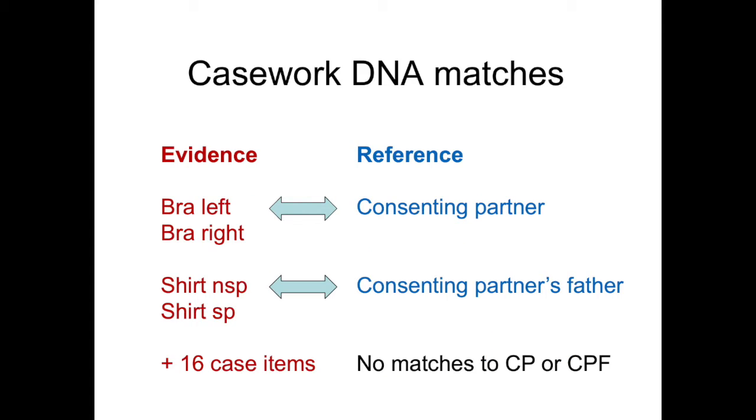Routine TrueAllele casework DNA analysis found matches between the evidence items and the references. The left and right bra cups both matched the consenting partner's DNA profile, and the sperm and non-sperm fractions from the shirt matched the consenting partner's father. There were also another 16 case items, none of which matched either the consenting partner or the consenting partner's father.